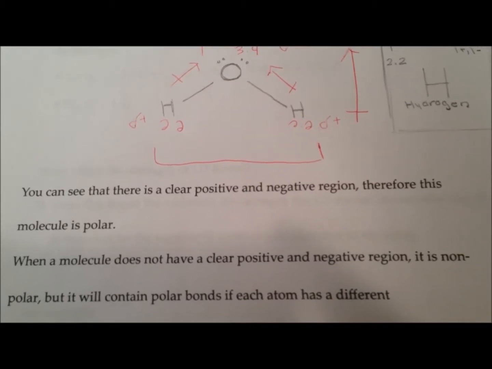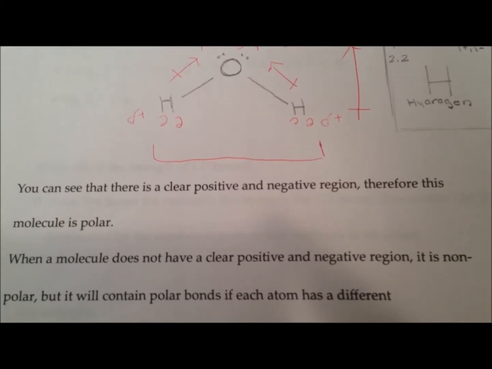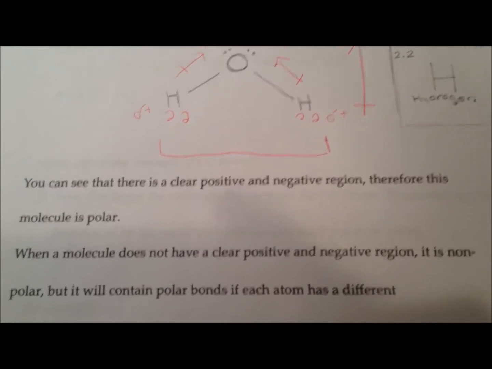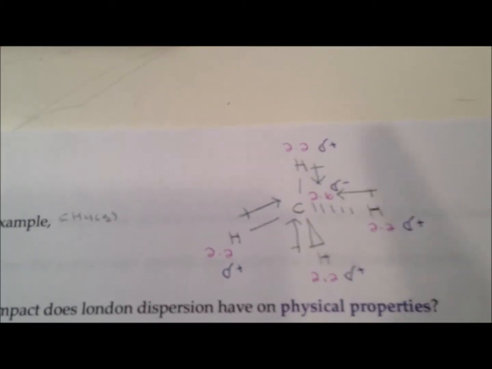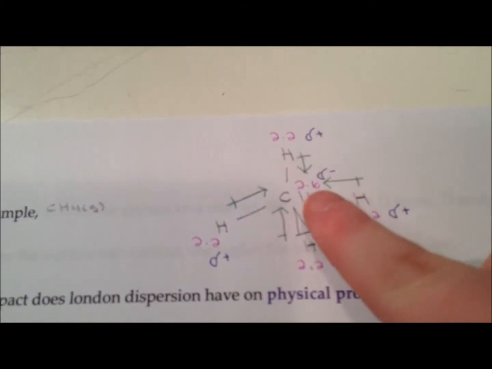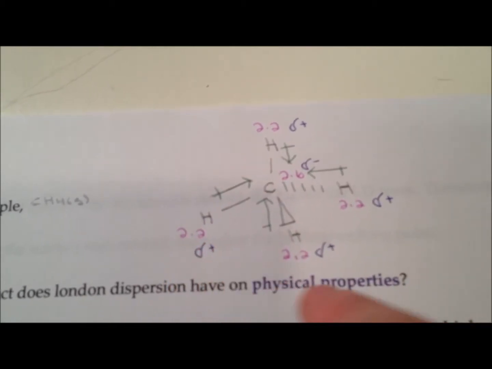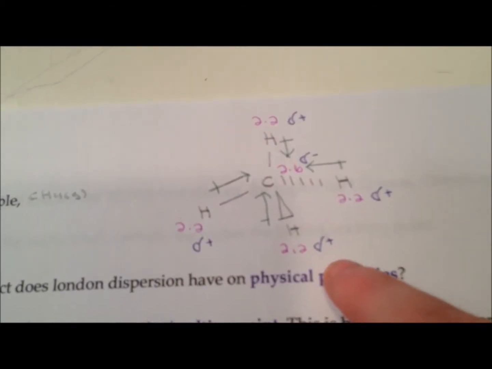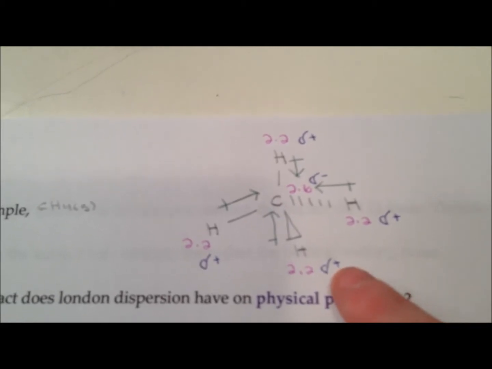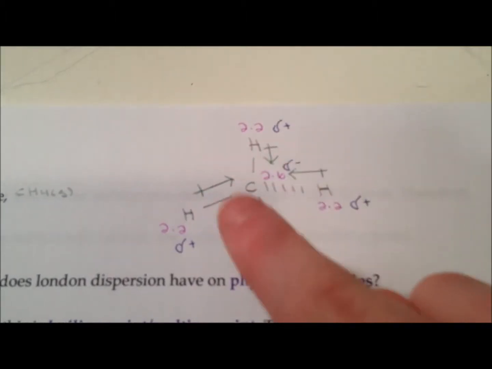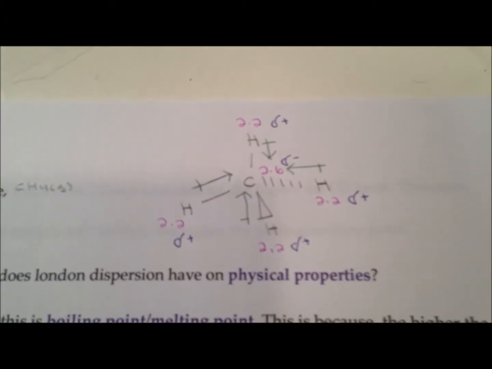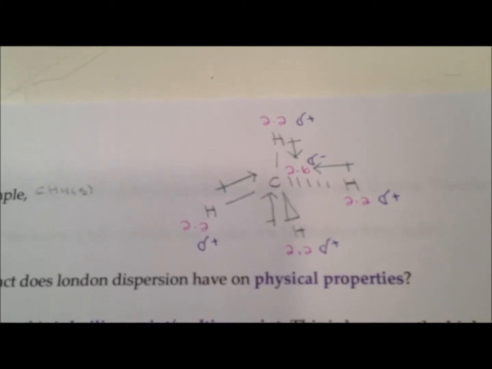When a molecule does not have a clear positive and negative region, it is nonpolar, but it will contain polar bonds if each atom has a different electronegativity. For example, CH4, and that's how it's drawn. So hydrogen's electrons are attracted to carbon's. And you can see that all around carbon is negative, the hydrogens have positive charges. And then carbon has a negative charge. And there is no distinct positive and negative region. So it's nonpolar.